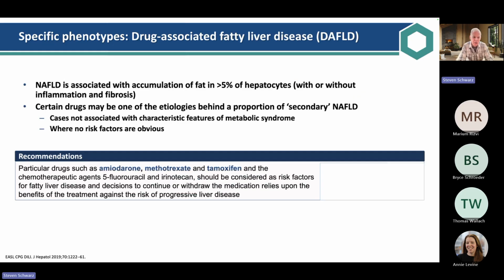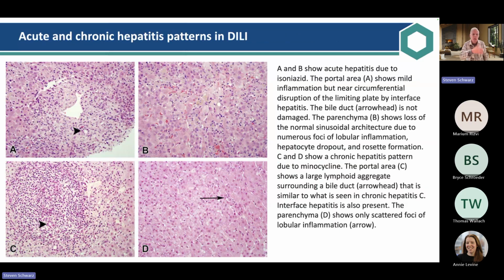There are drugs associated with fatty liver disease. Of the drugs that we would give, methotrexate would be the most common. And it's an acute NAFLD associated with the accumulation of fat in the liver. And again, methotrexate and the drugs we would use would be the most common ones associated with that. So, as I mentioned to you, the phenotype of these drug-induced liver injuries is quite varied.